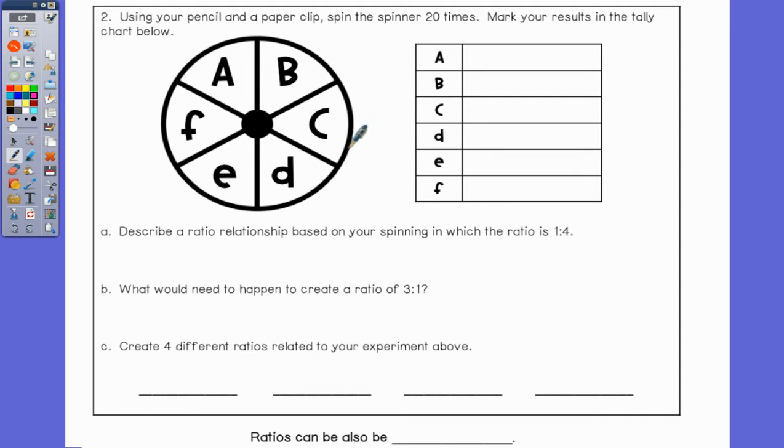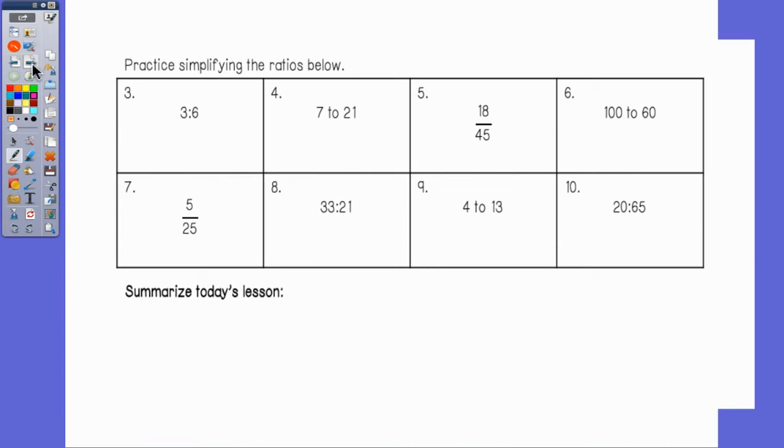Okay? And then ratios can be simplified. This is the big thing here. It makes more sense when they're smaller than bigger, so we like to simplify. You know, math teachers, we like to simplify anyway. Okay, so we're going to practice simplifying these ratios.